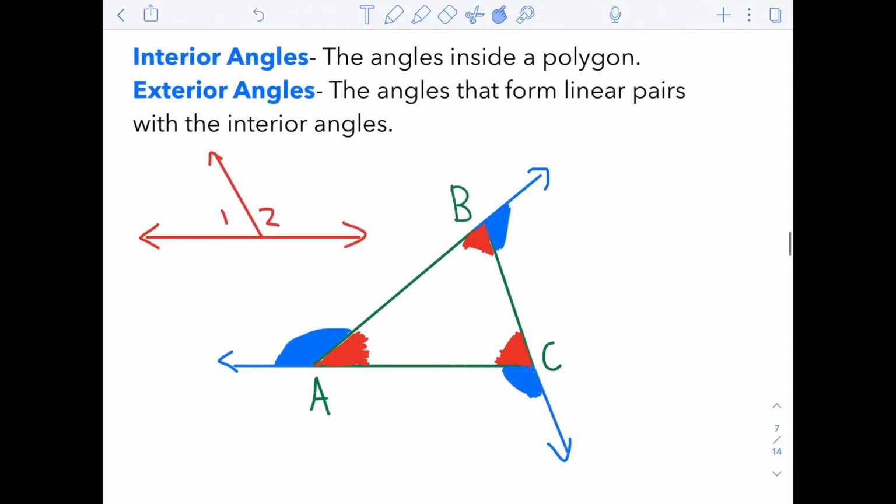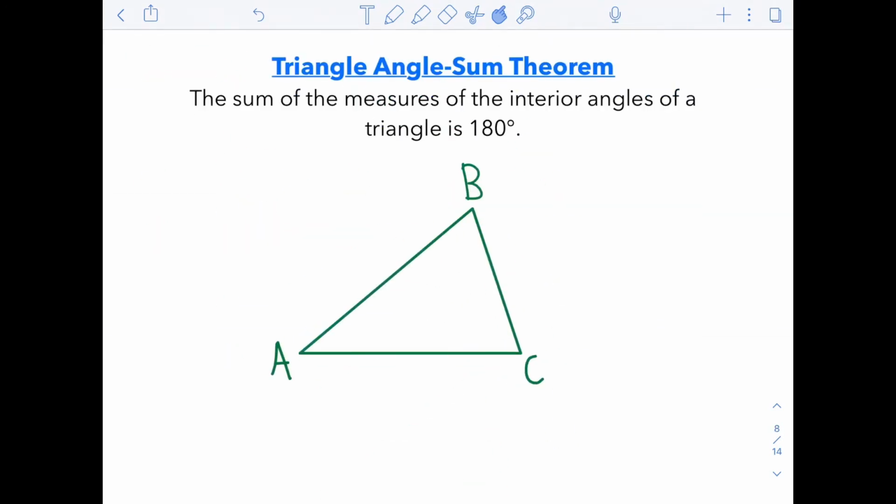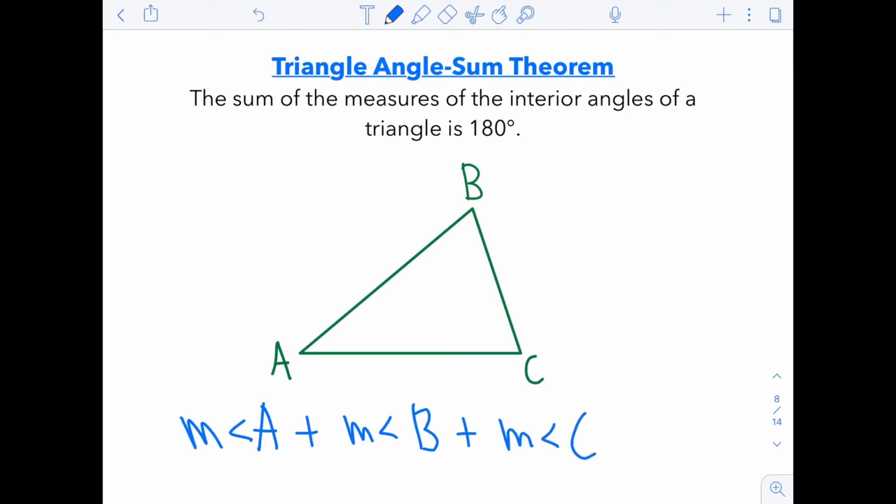So now that we understand interior and exterior angles, let's talk about the triangle angle sum theorem. So the triangle angle sum theorem says that the sum of the measures of the interior angles of a triangle is 180 degrees. So basically when you add up all the interior angles of a triangle, you're going to get 180. So basically the measure of angle A plus the measure of angle B plus the measure of angle C is going to equal 180 degrees. And you probably learned this in elementary, so you're probably pretty familiar with it.